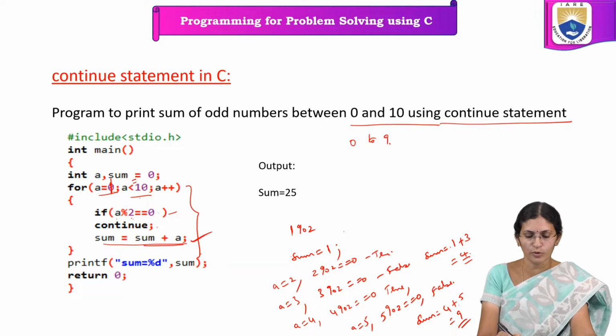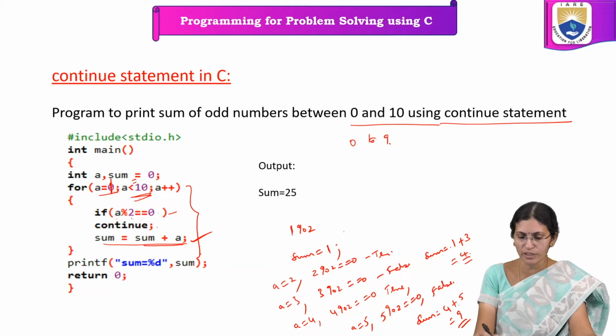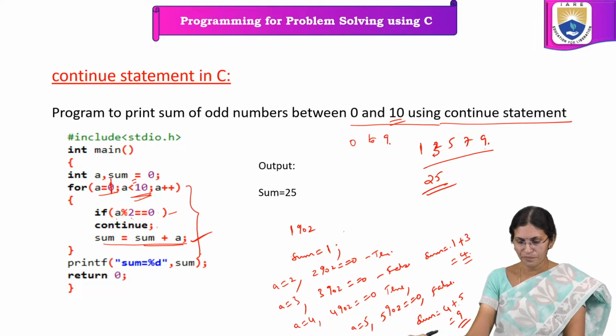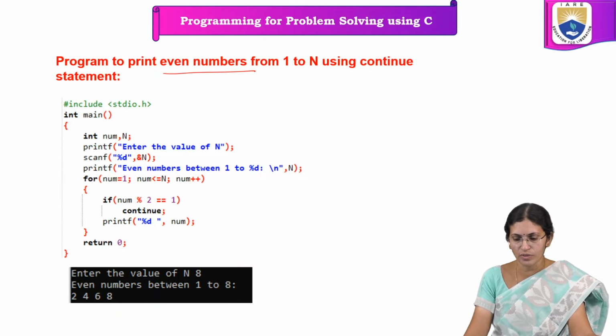So this program will run for 10 times. It will iterate 10 times and print the sum of odd numbers from 0 to 10, or you can say from 1 to 10. 0 is not an odd number. From 1 to 10, the odd numbers are 1, 3, 5, 7 and then 9. If you get the sum of all these, 1 plus 3 is 4, 4 plus 5 is 9, 9 plus 7 is 16, 16 plus 9 is 25. So the output of this program is 25. In this way, we can make use of the continue statement to write the program. Next, one more program we'll see to print even numbers from 1 to 10 using the continue statement.